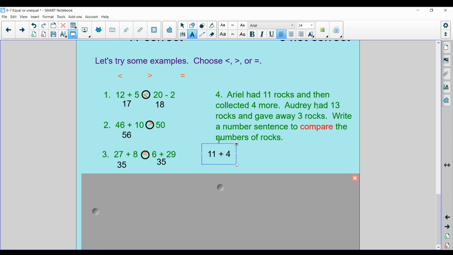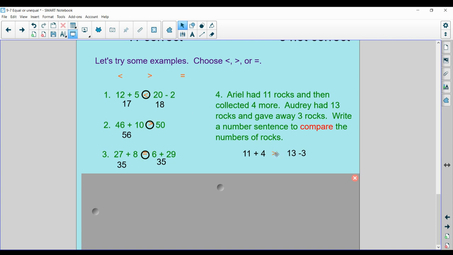Audrey had 13 and gave away 3. Give them away, that means they subtracted them, right? So let's bring this closer together for you. On this side, I have 11 plus 4, and this side, I have 13 minus 3. Well, it should be pretty obvious. If I start with 11, which is close to 13, and I add 4, I'm going to get something greater than if I have 13 and I subtract 3. So my answer here is greater than. I hope that isn't confusing either.